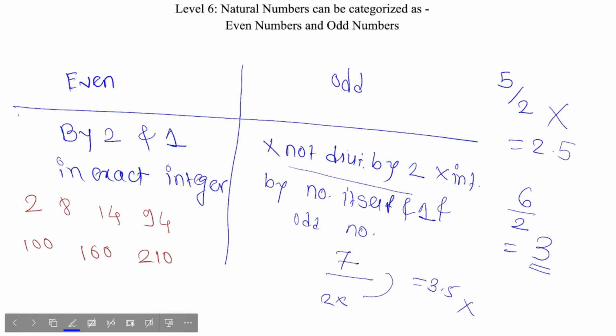The first condition gets satisfied. Second, whether it is divisible by itself, yes. Whether it is divisible by 1, yes. Whether it is divisible by an odd number, 7 is an odd number. So this condition is also satisfied.